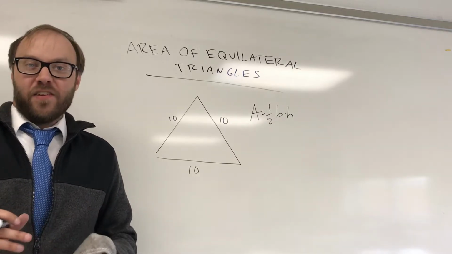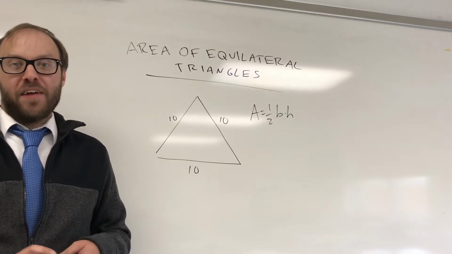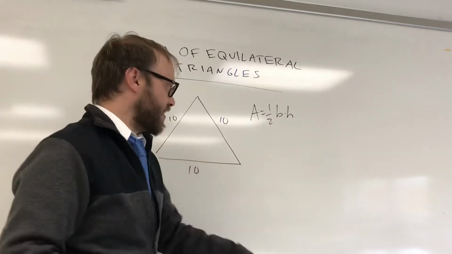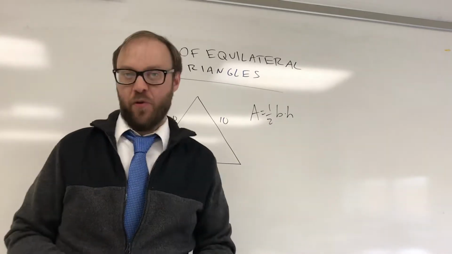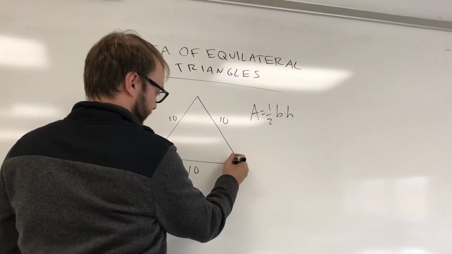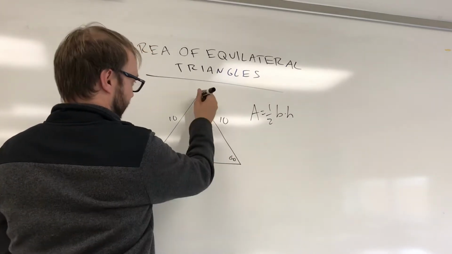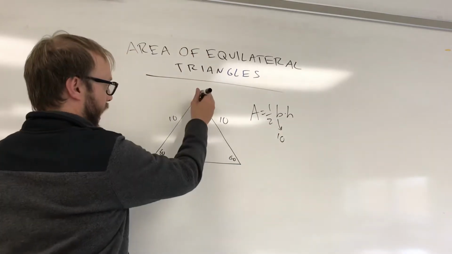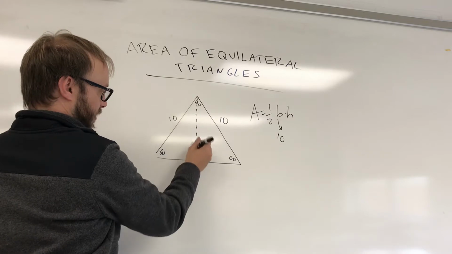In this video, I'd like to look at finding the area of equilateral triangles, and there are a couple of ways to do this. One way is to use the basic half the base times the height formula. Remember that equilateral triangles have all 60-degree angles, and of course we know the base is 10, that's not a big deal. The altitude is going to go from the vertex down to the base.